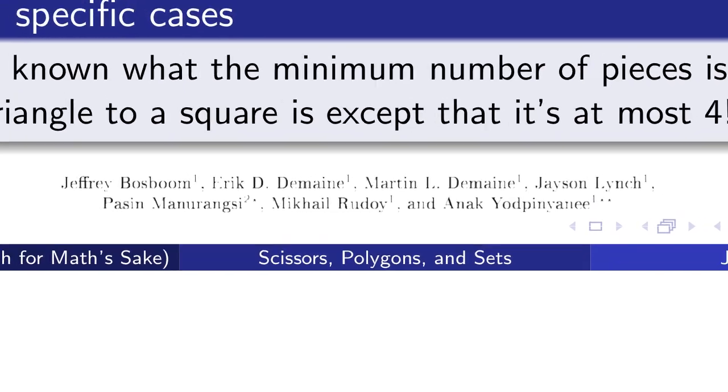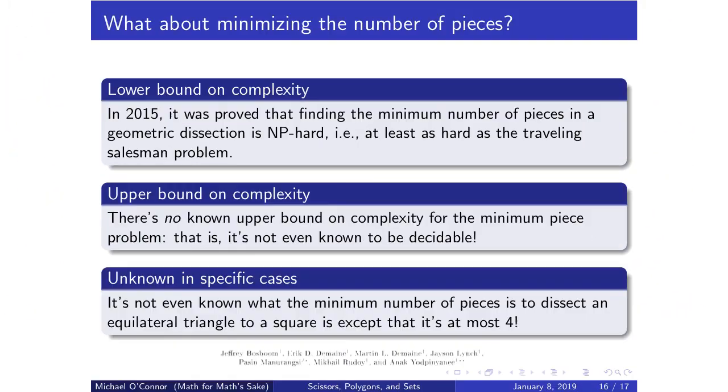Okay. I'll assume you know all that. So what they showed is that it's hard. They remarked that finding the minimum number of pieces for our dissection is NP-hard, which, if you've heard of the traveling salesman problem or things like this, is at least as hard as that. And they also remarked that there's no known upper bound. It's not like it's in NP. It's that it's at least NP-hard, and it's unknown how hard it is.